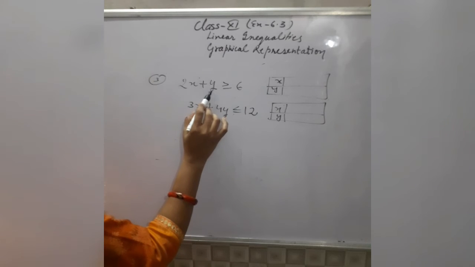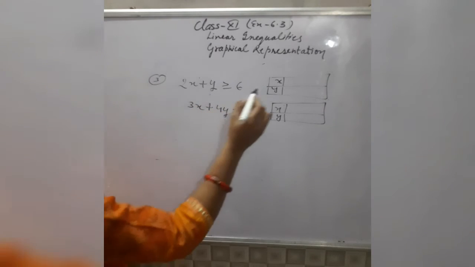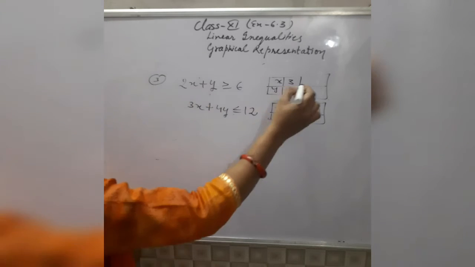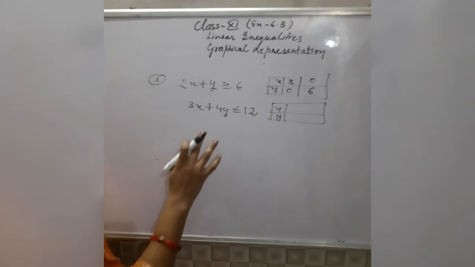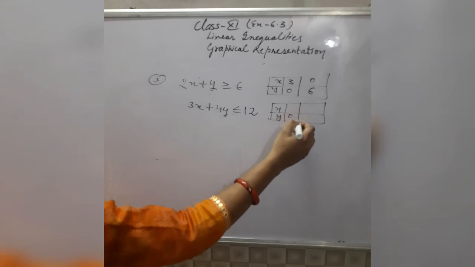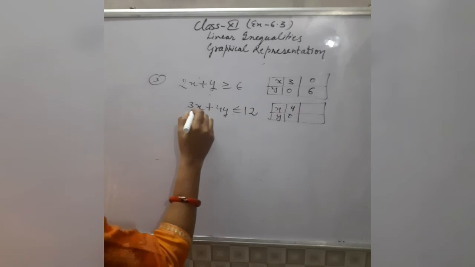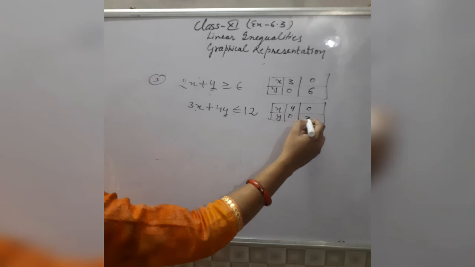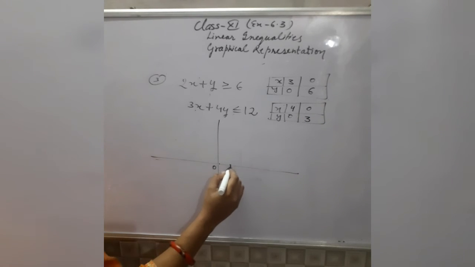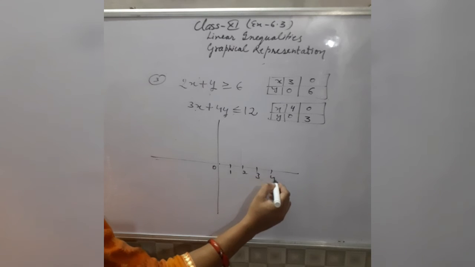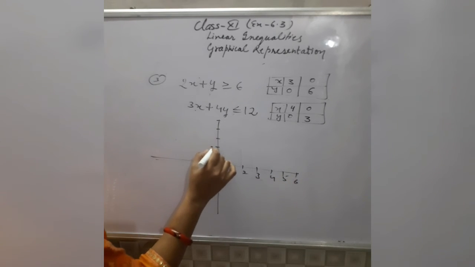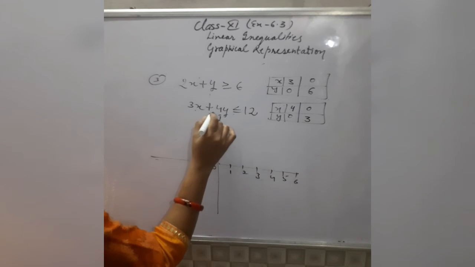If you are taking y equal to 0 here, then what is the value of x? x equal to 3. And if you are taking x equal to 0, then the value of y is 6. Similarly in this case, if you are taking y equal to 0, then the value of x will be 4. And if you are taking x equal to 0, then the value of y is 3. Now we will plot these points. This is the origin. This is the positive direction of the x axis. This is the positive direction of the y axis.